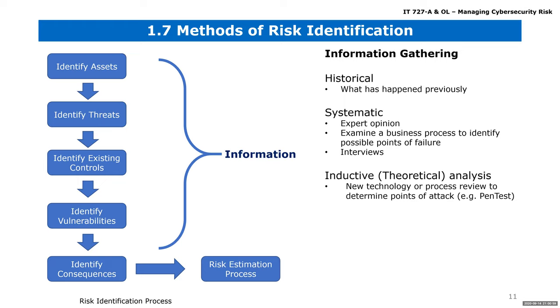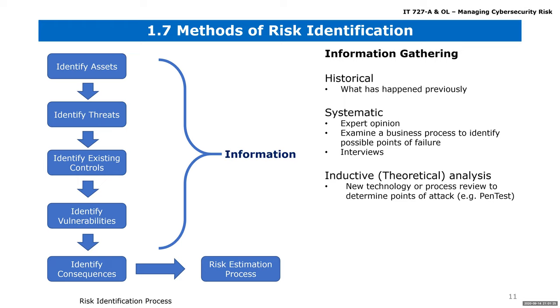Now we have gathered the information. How do we begin to say, based on all of this information that we have gathered, we are going to classify it, and say we have identified the asset, threats, vulnerabilities, consequences, all of those things. We have a lot of information that backs all our theory, but then how do we decide, this is a big deal, this is not.